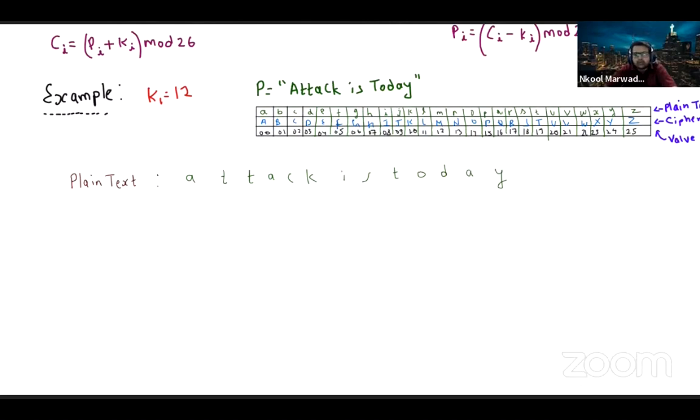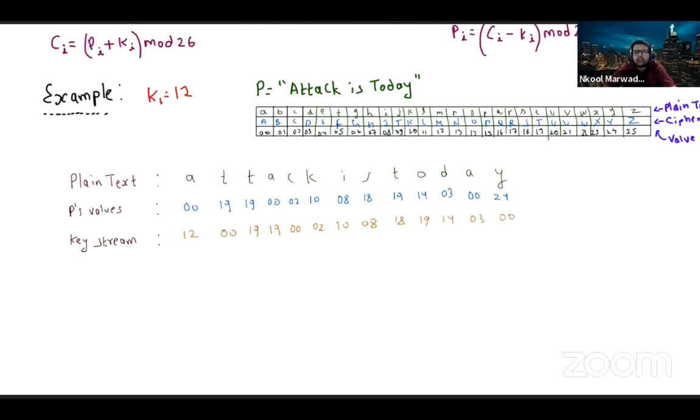Now we convert this plain text into corresponding numbers, which we call the P values. When I convert it into numbers, I get something like this: 0, 19, 19, 0, 2, 10, 8, 18, 19, 14, 19, 0. Now the key stream is very interesting. K1 is the one we agreed upon, that is 12, and all the rest will be the corresponding plain text itself. So we got the key stream.